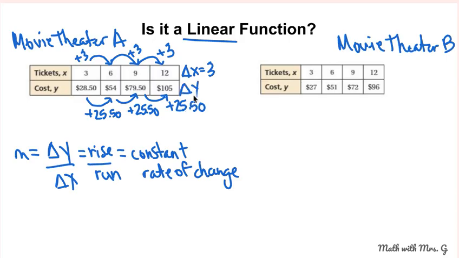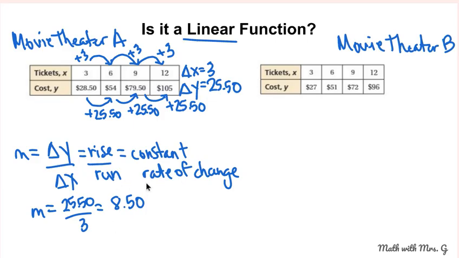Because when I jumped all the way down the table, you can't only jump once and answer the question. You jump every single time. And we see that the rate of change is the same. It's always 25.50 over 3, 25.50 over 3, 25.50 over 3, okay? Which means that I can come over here and say that for this movie ticket theater, 25.5 divided by 3 is 8.50.